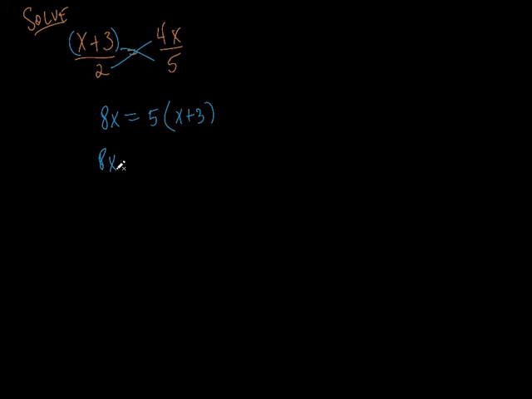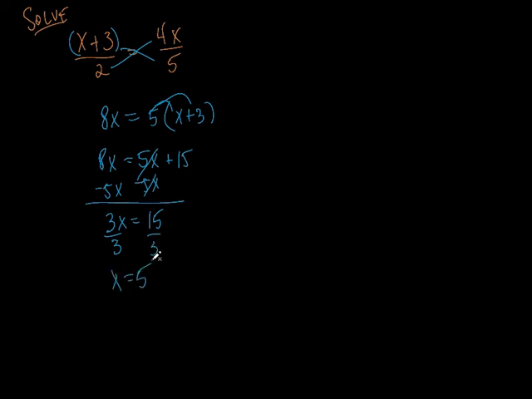Let's do it real quick. So 8x, distribute the 5. We've done that before. So that's 5x plus 15. Subtract a 5x from both sides. So that's 3x equals 15, because that cancels out. Divide both sides by 3, and x equals 5. And that's all they want you to do there is just solve for x.